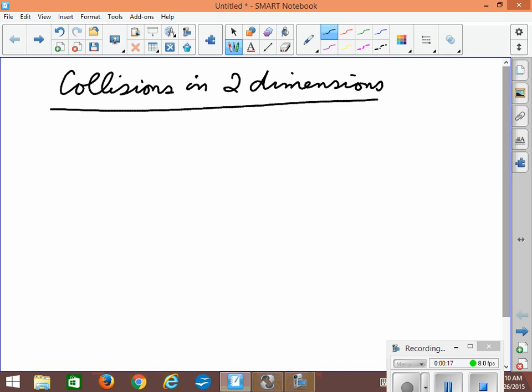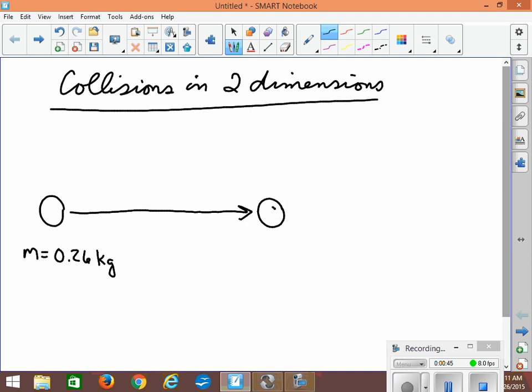Collisions in 2 dimensions. So what we're going to do is start with the cue ball on a pool table, the white ball. The white ball has a mass of about 0.26 kilograms. That's the official mass of a cue ball. And the cue ball is going to be shooting towards another ball. Let's make it the 8 ball. So there's the 8 ball.